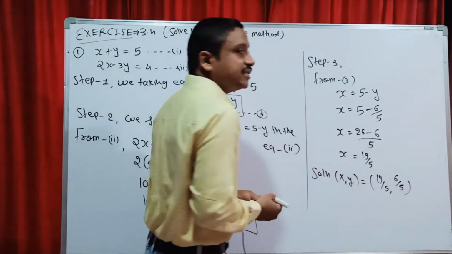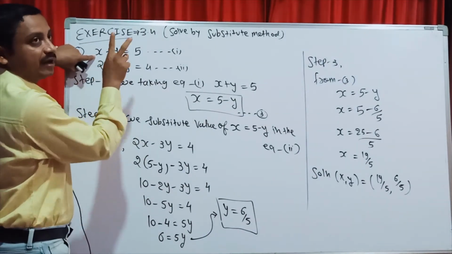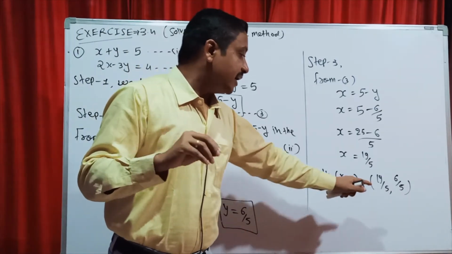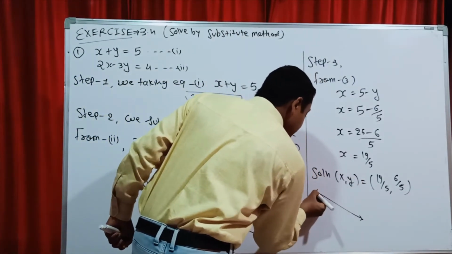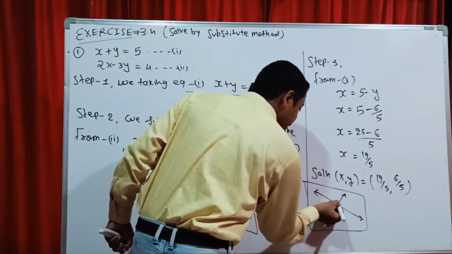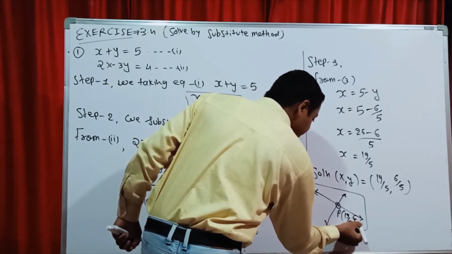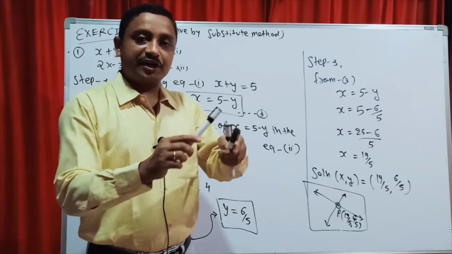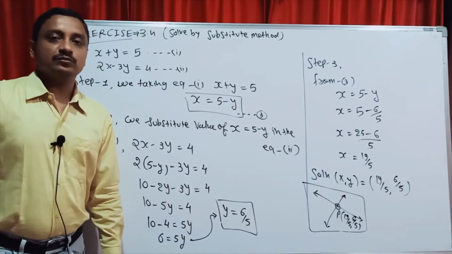Students, you can also check whether this answer is true or not. Apply 19 by 5 and here 6 by 5, both added: 25 by 5, it is 5. So my answer is true, and this answer indicates what? The two lines intersect at one point, and that point is 19 by 5 comma 6 by 5. That is the unique point of intersection between the two lines.